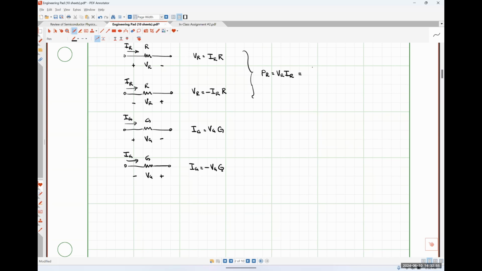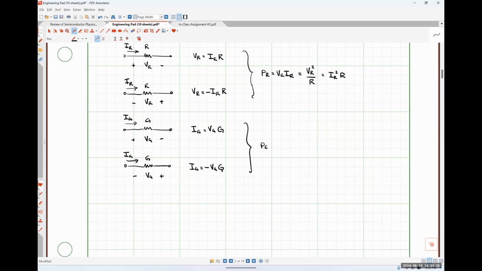And so what we're going to find is that in terms of only voltage, the power absorbed by a resistor is the voltage drop across the resistor squared divided by the resistor value. And it can be expressed only in terms of the current as the current flowing through the resistor squared times the resistor value. We can develop a similar set of relationships, which again, I don't expect you guys to actually ever use, for our conductance.